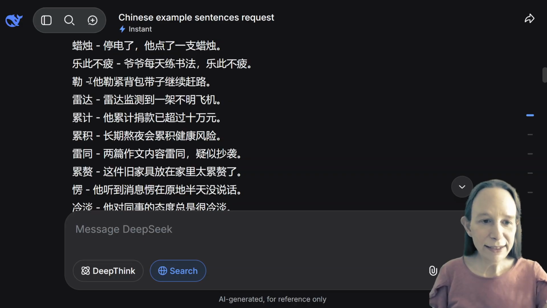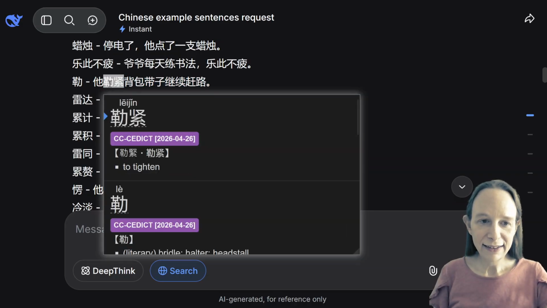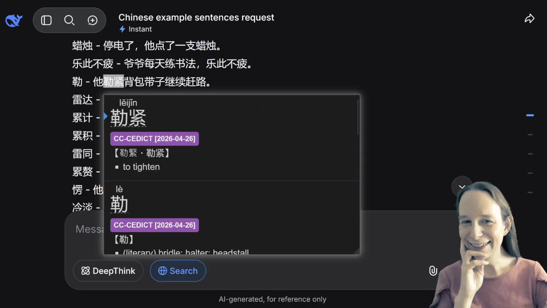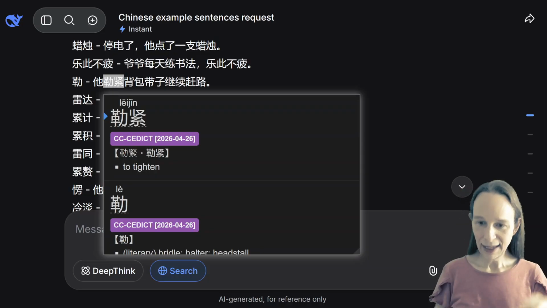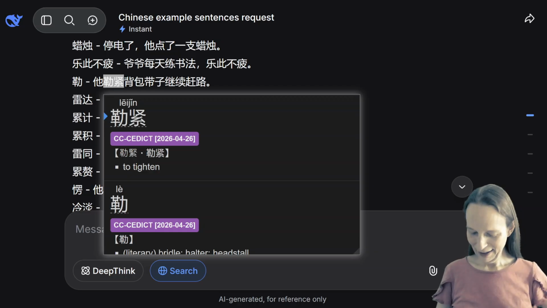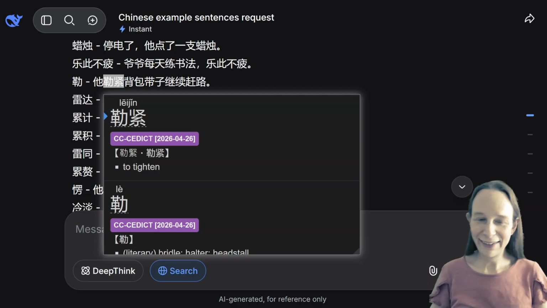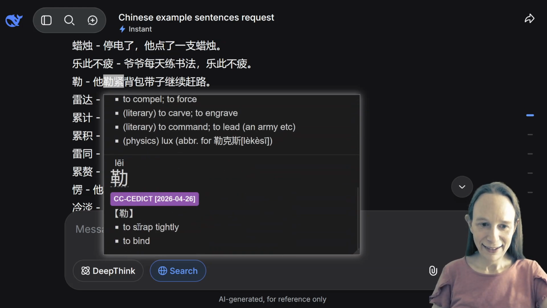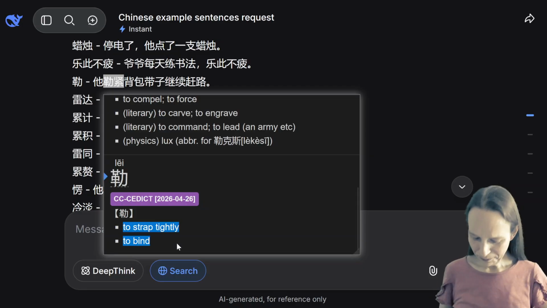All right. Oh, we didn't do this. This one. We didn't do this one. Oh, do we have to keep going? All right, one second. We better take a quick look. Lay, first tone. There is a first tone. Lay. Here it is. Strap tightly, bind.